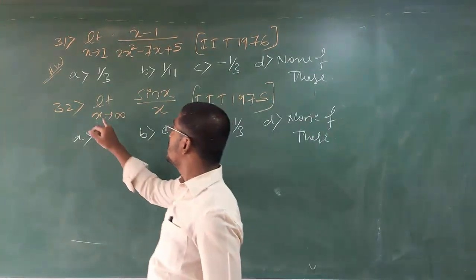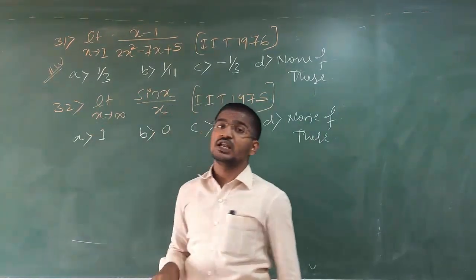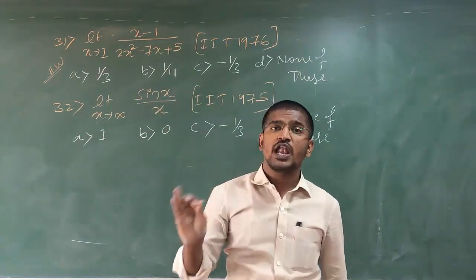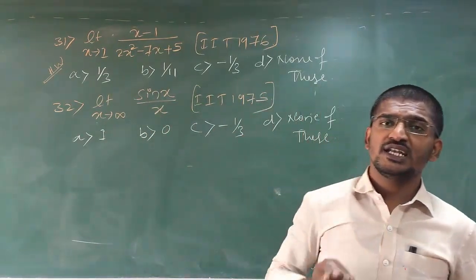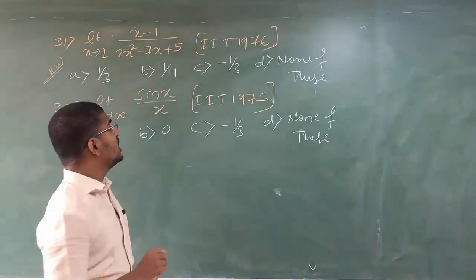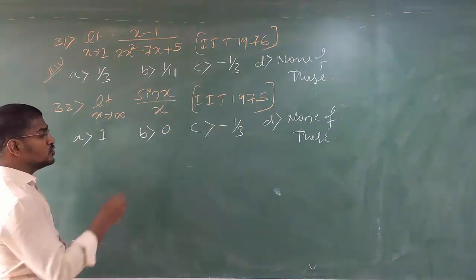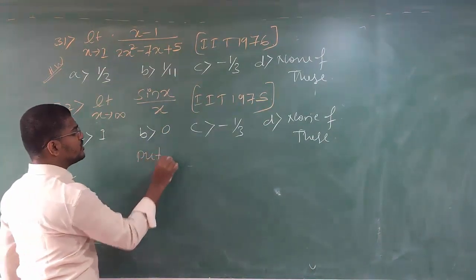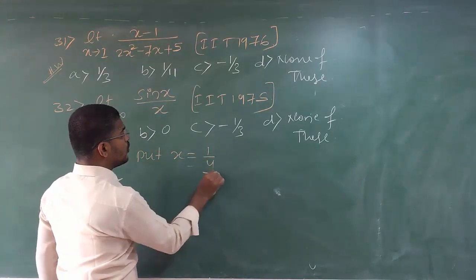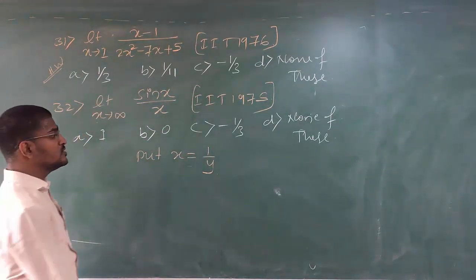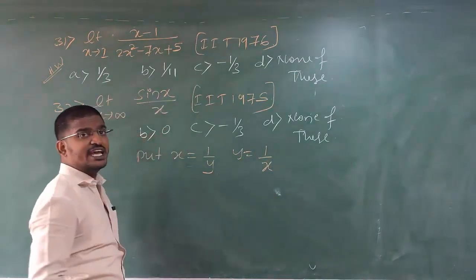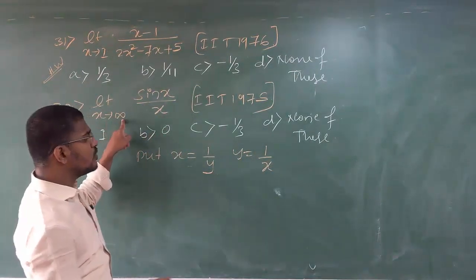But here limit is going to what? Infinity. For limit extending to infinity, sin x by x is not 1. You have to check it and you have to simplify. Are you getting my point? So let us try to solve this. I will use substitution method, that is put x equal to 1 by y. So what you are going to have? Y equal to 1 by x. See, x is going to what?